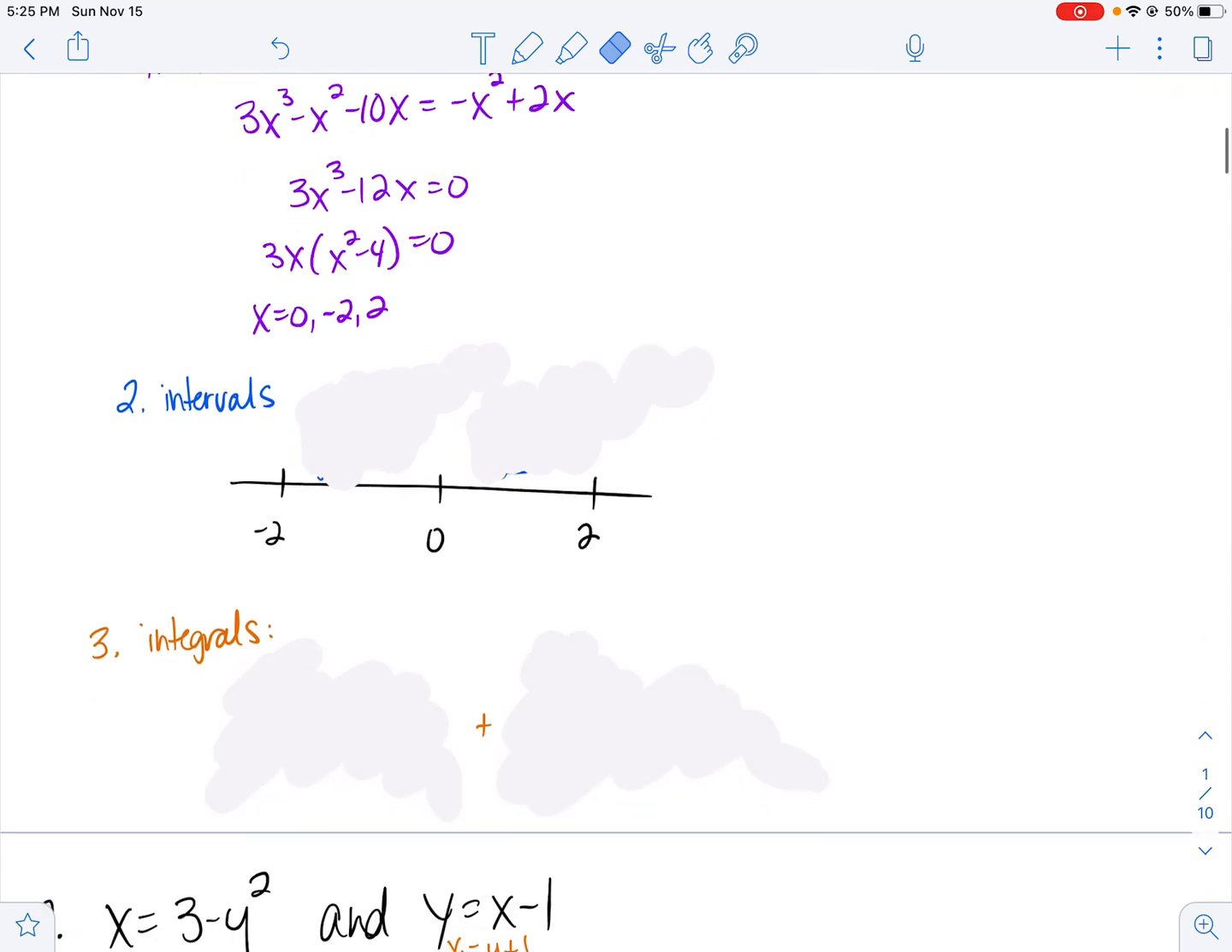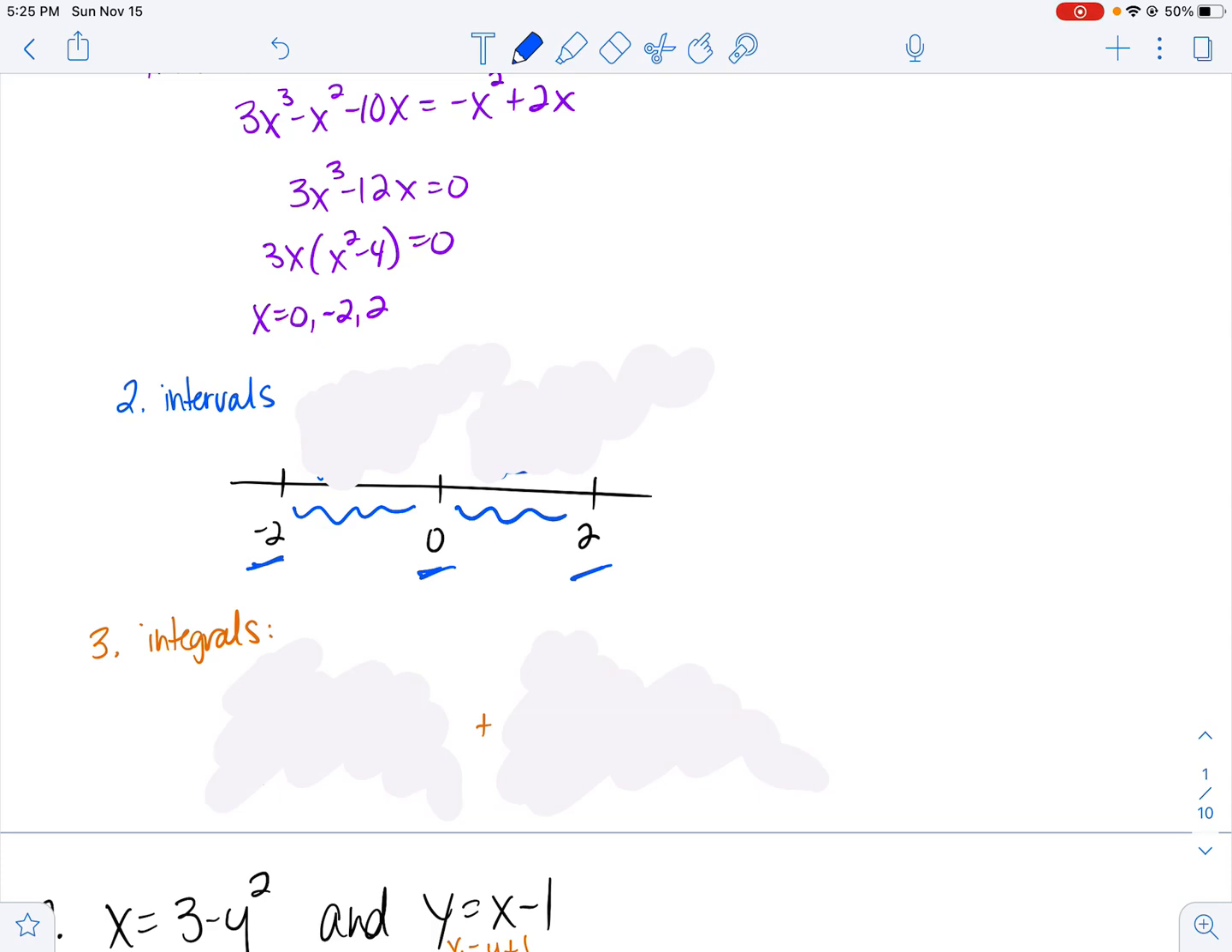Or what you could do is just kind of do a number line. I know that they intersect at -2, 0, and 2. And so in this interval from -2 to 0, I want to figure out which function is on the top versus which function is at the bottom. But then I also want to figure out in the interval from 0 to 2, which function is at the top versus the bottom.